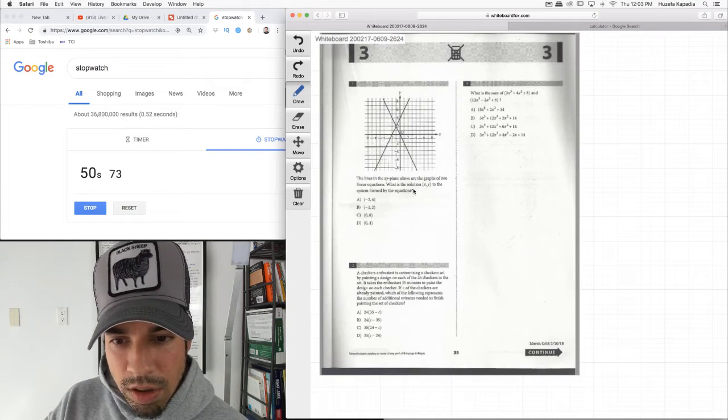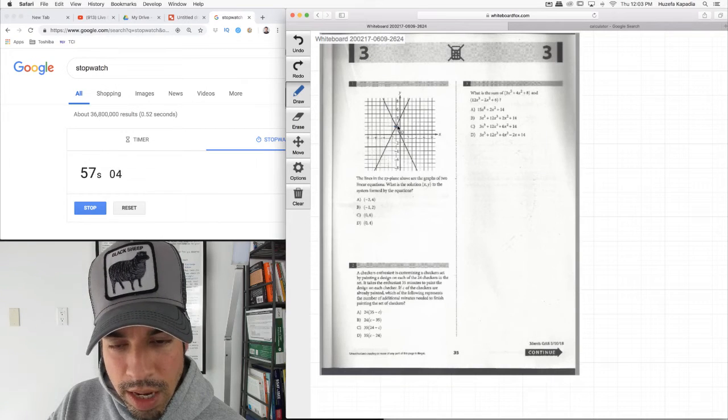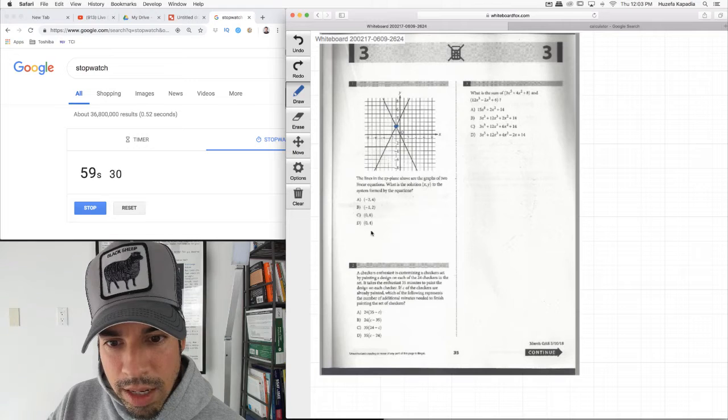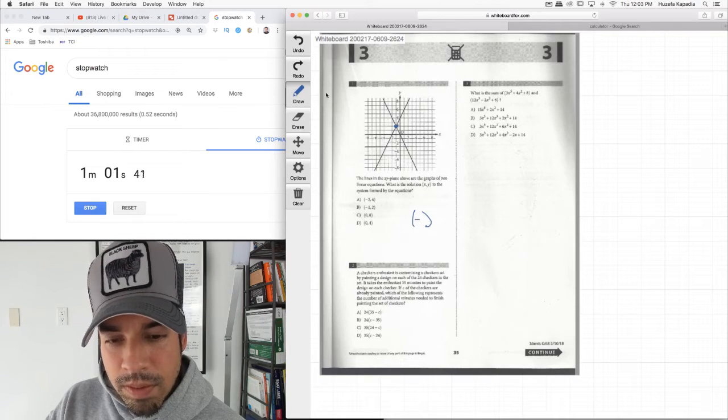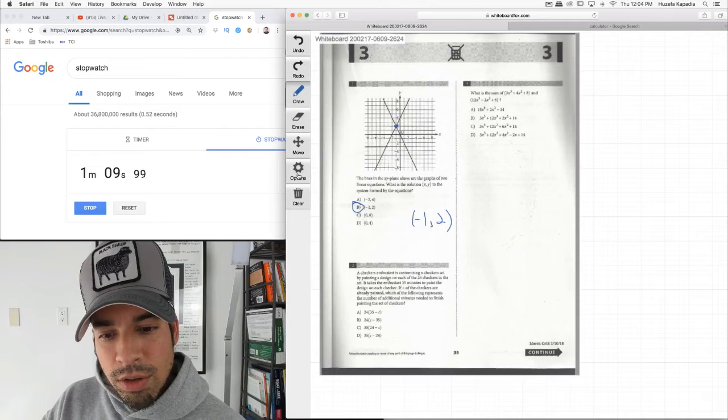Lines in the XY plane are the graphs of 2 linear equations. What's the solution x, y to the system formed by the equations? What's this intersection point is all it's asking. It looks like -1, +2. You see that? -1 on the X, +2 on the Y. B.